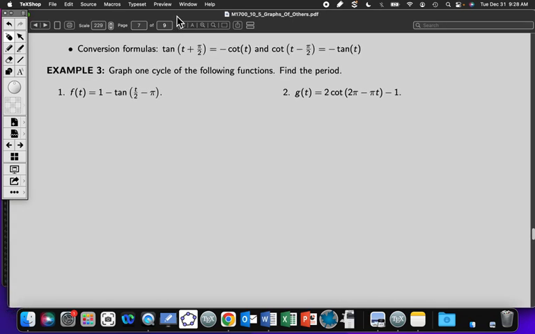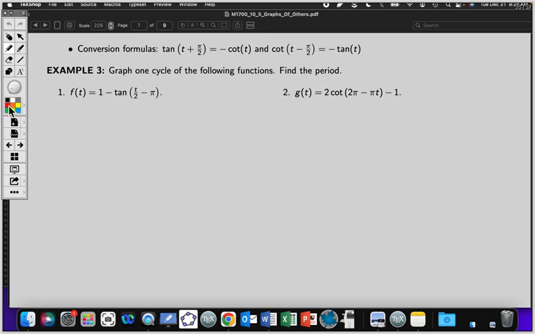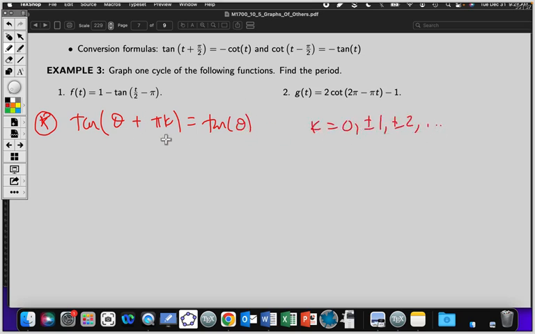I mentioned earlier about the concept of period. So just a little note here. The period of tangent and cotangent is pi. So as long as you have an even multiple of pi that you're adding or subtracting in here, the tangent's the same. So for example, like an f of t, we could totally rewrite this as 1 minus tangent of t over 2, because that's a multiple of the period of tangent. It's not going to affect anything.